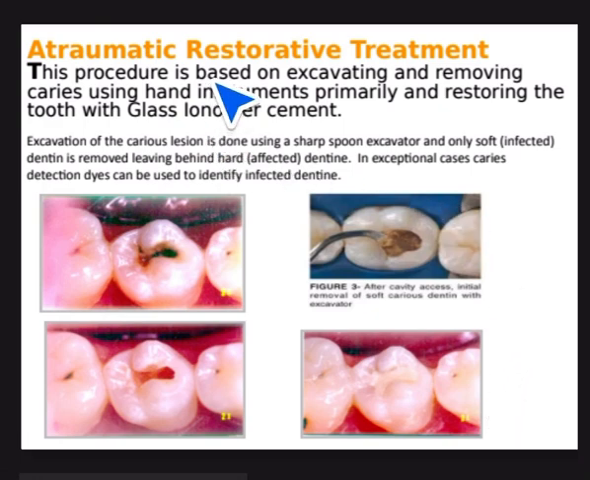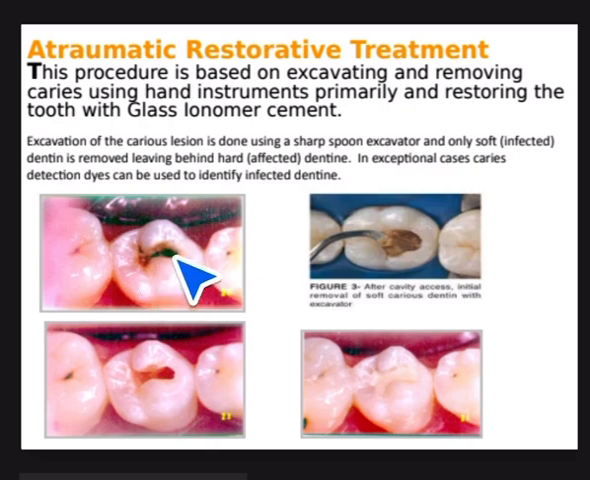This technique is called the atraumatic restorative treatment technique. It is a very simple technique and you will have practicals for that. Say, for example, this is a lesion. This is a cavity. And you can see there's a brown area. There's a black area. This black area is infected dentine. This is affected dentine. This can be remineralized.